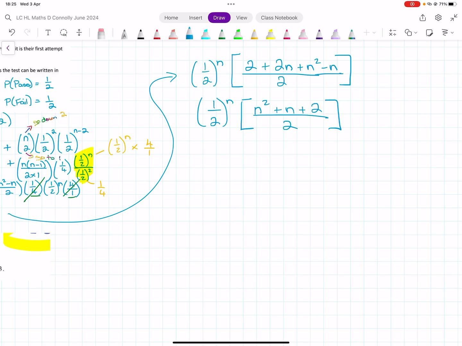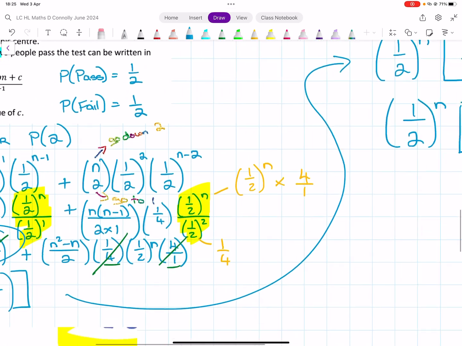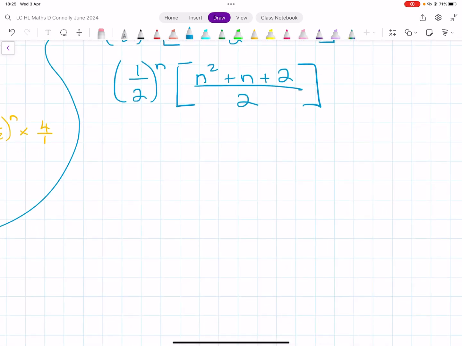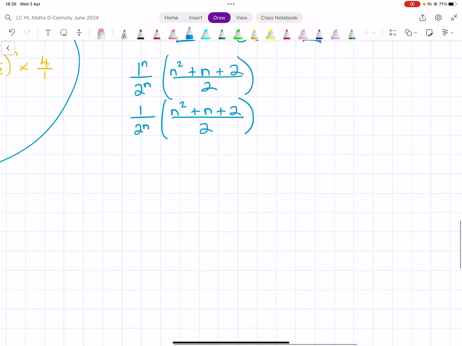Ugh. Am I anywhere near what this thing looks like? Oh, actually, I think I see it. So when you raise a fraction to a power, it's 1 to the n over 2 to the n times n squared plus n plus 2 over 2. 1 to the power of anything is just 1. So 1 over 2 to the n times n squared plus n plus 2 over 2. Top by top, bottom by bottom gives me n squared plus n plus 2 over 2 to the n times 2.